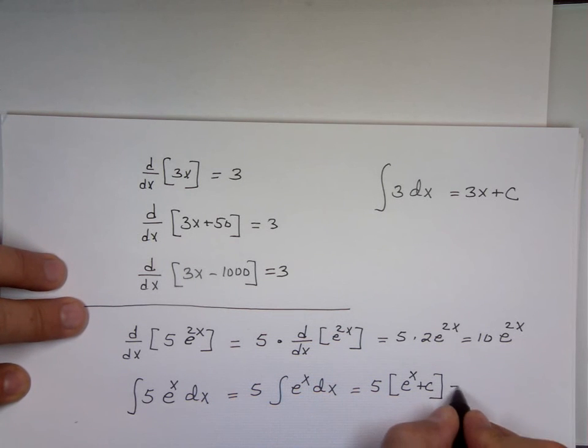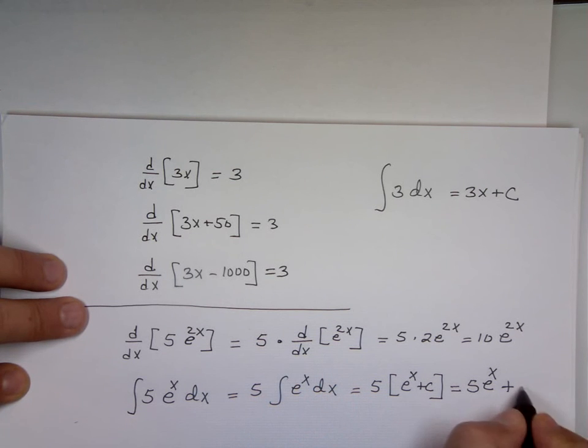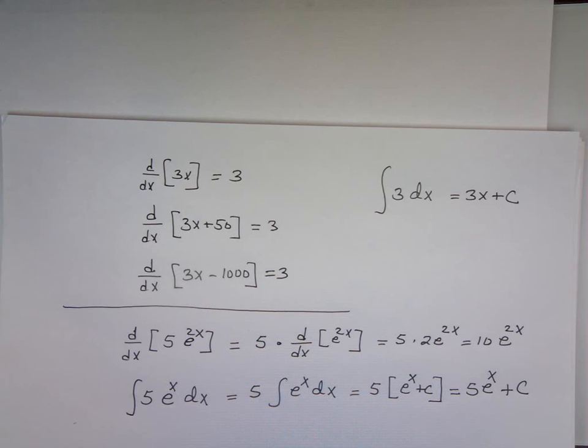So you end up with what? 5e to the x. And what is 5 times a constant? Isn't it still a constant? So you just put c. You don't put 5c, because 5c is still a constant. Want to make it a bigger c? Go ahead. But it's still a constant. So what the rule says, if you have a number, you can pull that number outside the integral and still integrate.